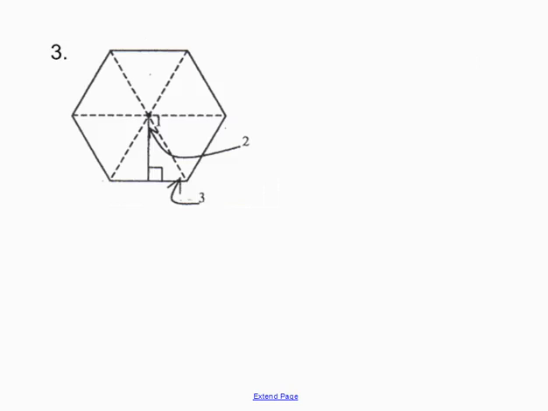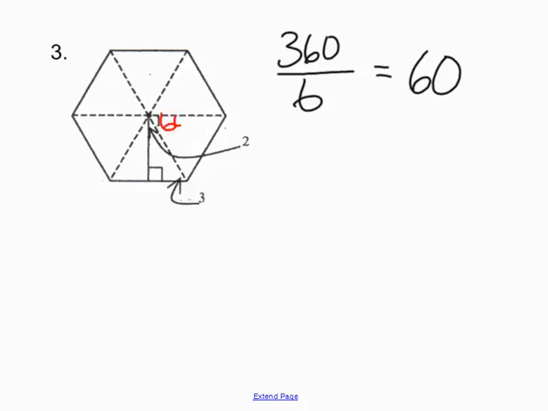And when we look at a hexagon, what we're going to do is take 360 divided by 6 because there are 6 sides in a hexagon, and we get 60 degrees. So we know that angle 1 is 60 degrees. So if I cut that in half with an apothem, angle 2 is going to be 30 degrees because I cut that in half. And then angle 3 has to be 60 degrees. Oh, and we have another 30, 60, 90 triangle.